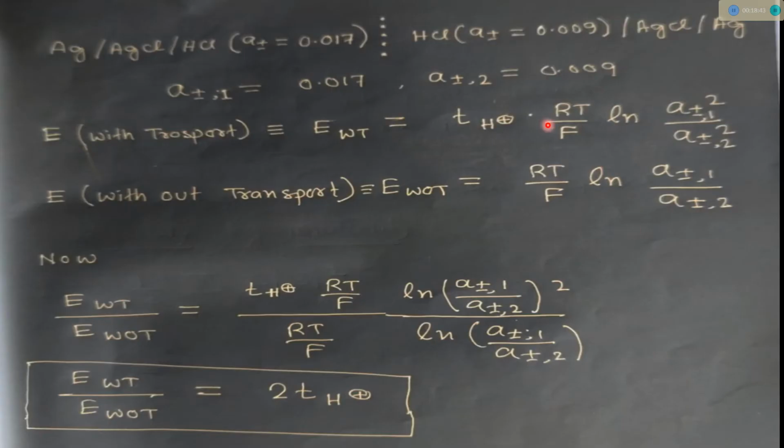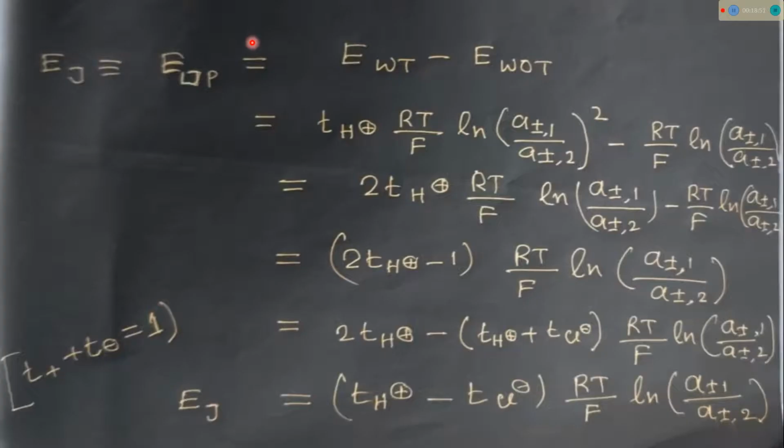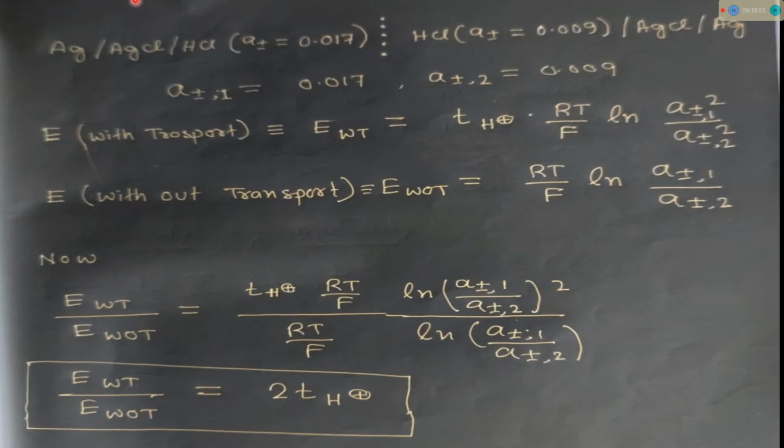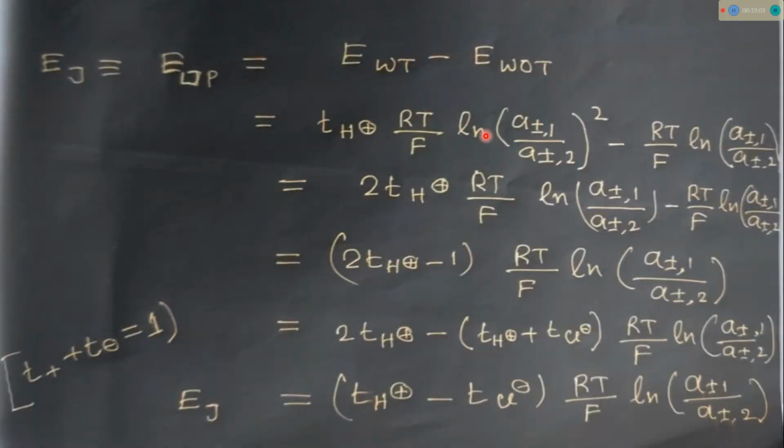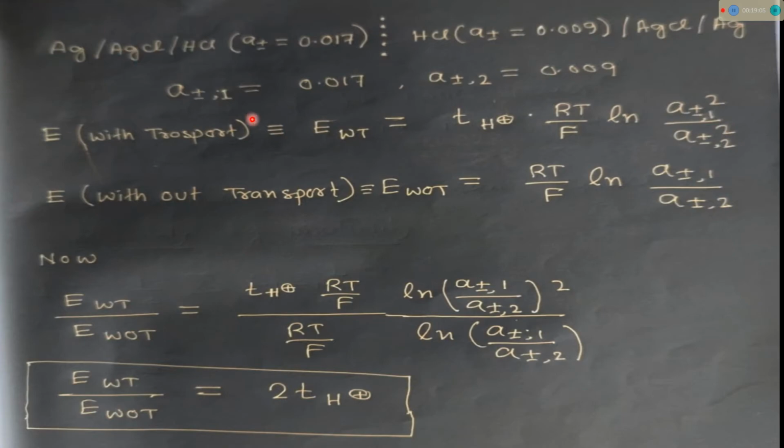This is the cell, the left hand half cell and the right hand half cell. This is the activity of the right hand half cell, and the activity of the left hand half cell. So a plus-minus 1 we consider here is the left half cell mean ionic activity, and a plus-minus 2 is the right half cell mean ionic activity of the electrolyte. So now we obtain three or four expressions we have to keep in mind.